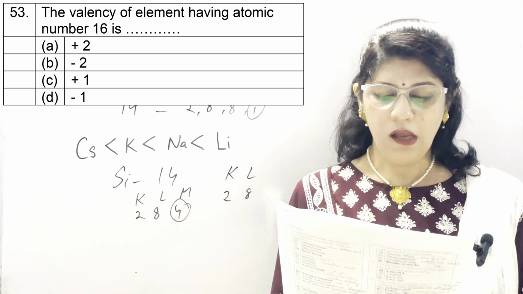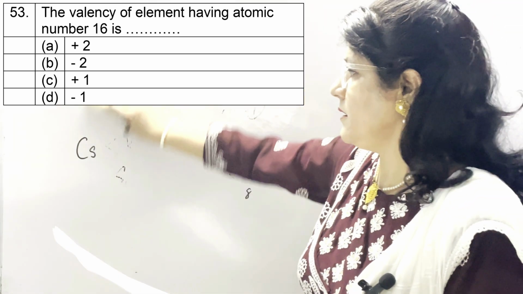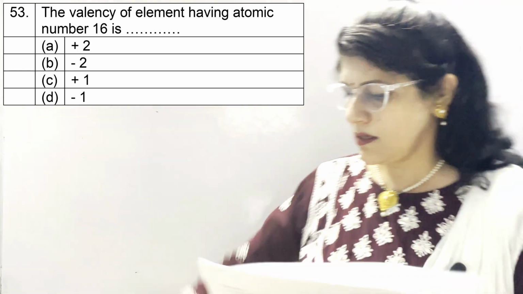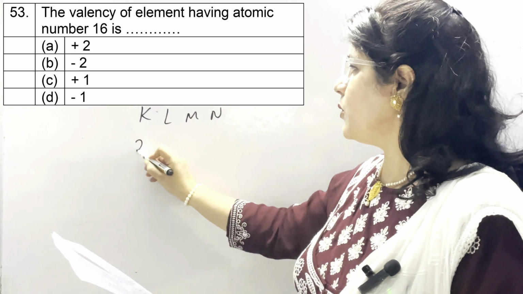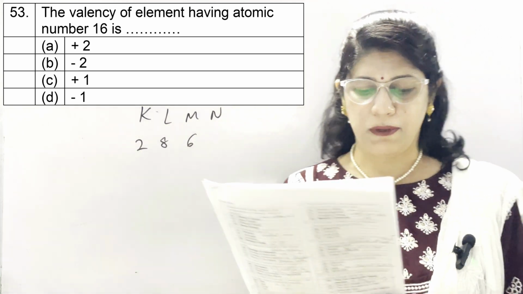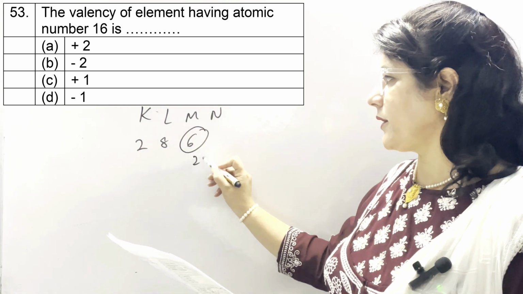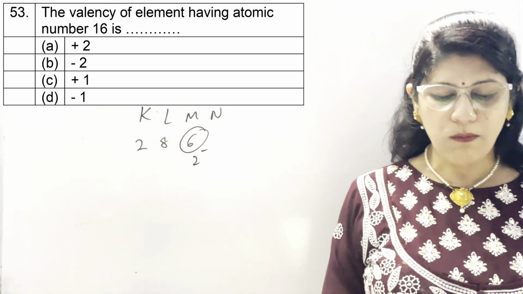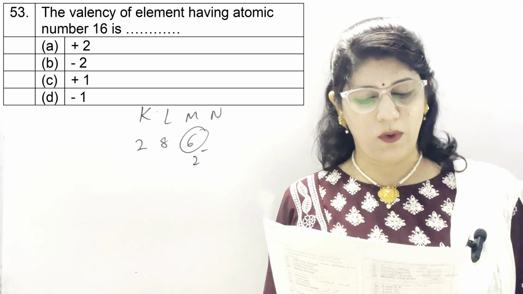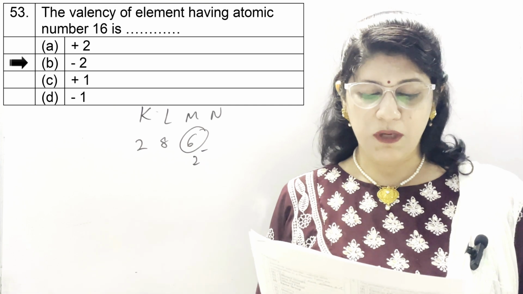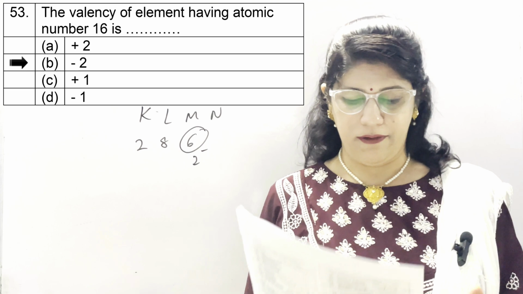Question number 53. Valency of element having atomic number 16. Atomic number 16, it means in different shells K, L, M and N, 2, 8 and 6 electrons are present. It means they need 2 electrons to complete their octet. Need 2 electrons, it means 2 minus. So given options are plus 2, minus 2, plus 1 and minus 1. So correct option is B, which is minus 2, because 2 electrons are required.